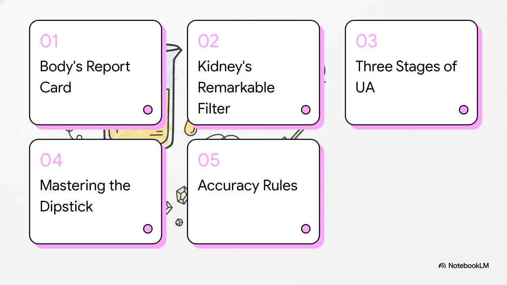diagnosis. Okay, so here's our game plan. First, we're going to cover the why: we call urine the body's report card. Then, we'll take a peek inside the kidney's amazing filtration system. After that, it's all about the how. We'll walk through the whole urinalysis process, really zero in on mastering the dipstick, and then finish up with the crucial rules you have to know to get accurate professional results.